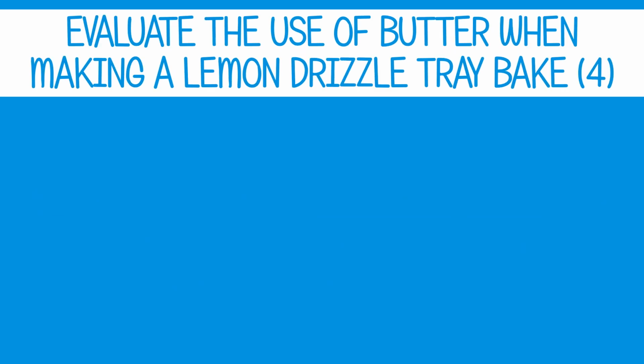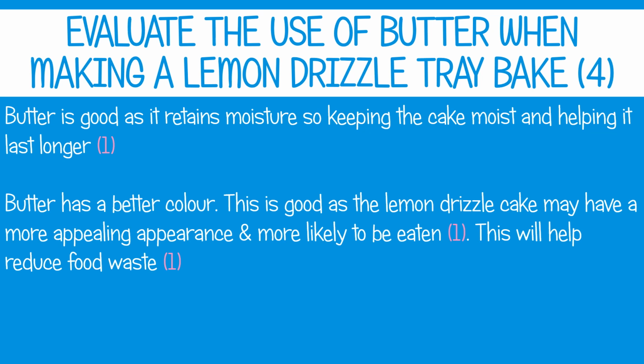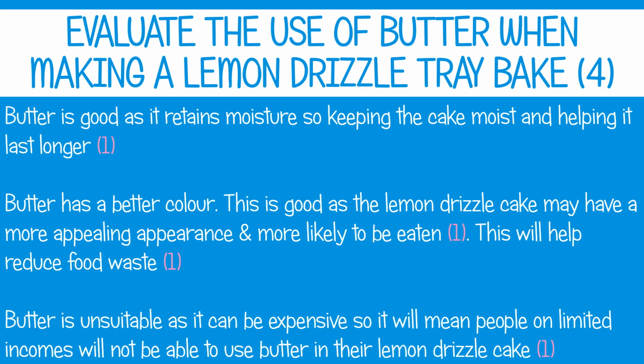So if we were to put all of those examples together, you would get your 4 marks for your question. Evaluate the use of butter when making a lemon drizzle tray bake. So butter is good as it retains moisture, so keeping the cake moist and helping it last longer would be our first mark. We have 2 marks for our second answer about butter having a better colour. And then we've got our fourth and final mark about butter being expensive. So on the screen here, you have got your 4 mark answer for the question.